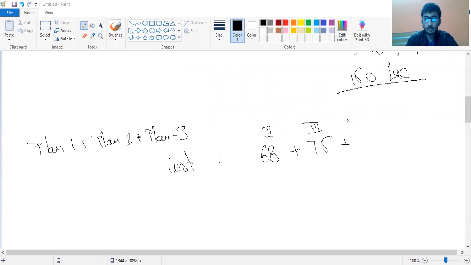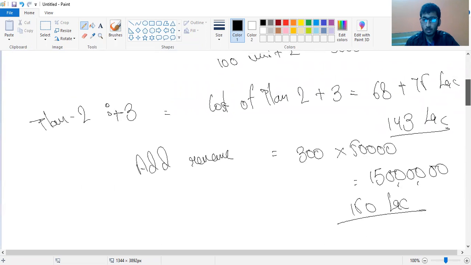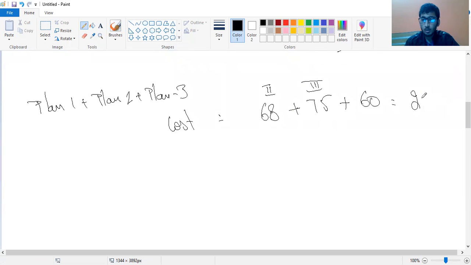It is 60 lakh. 60. So I can say 143. Here it was 143. I can say 203 lakh additional cost.